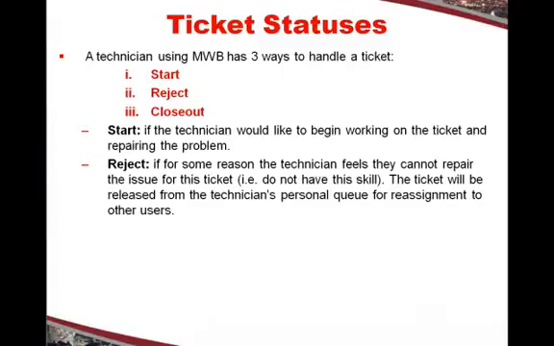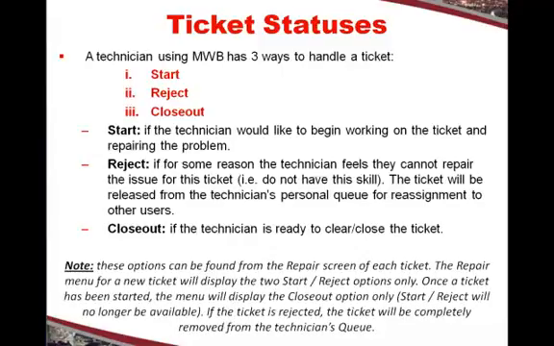The ticket will be released from the technician's personal queue for reassignment to other users, whereas a technician would perform a closeout if they are ready to clear or close it. Note that these options can be found from the repair screen of each ticket. The repair menu will display the 2 start and reject options. Once a ticket has been started, the menu will display the closeout option, and the start and reject options will be removed. If the ticket is rejected, the ticket will be completely removed from the technician's queue.